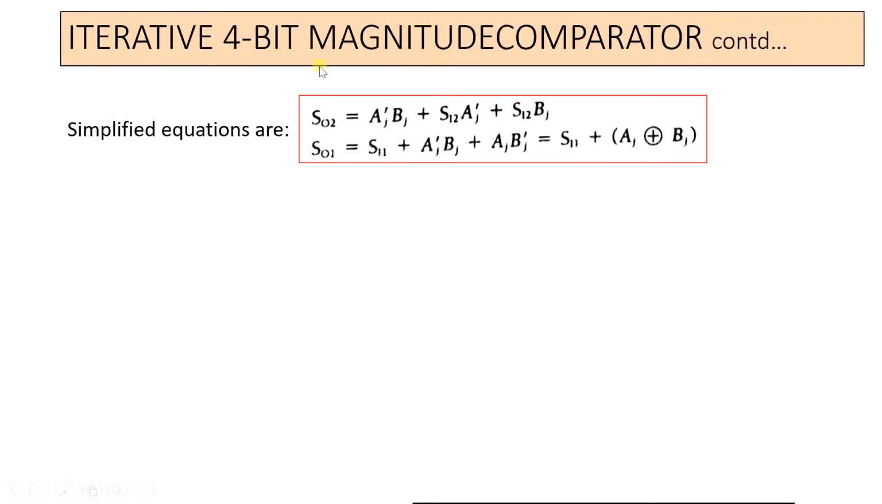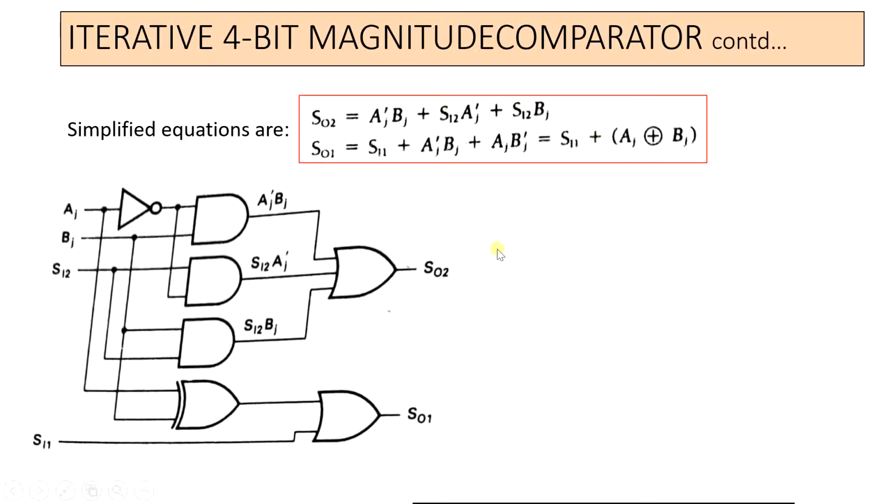Now from the simplified equations I can draw the circuit. So here you can see that from the simplified equations I require the minimal number of gates, one that includes the XOR gate. Then you require a complement, so an inverter is being used, and this is a sum of product expression, so you require an OR gate.